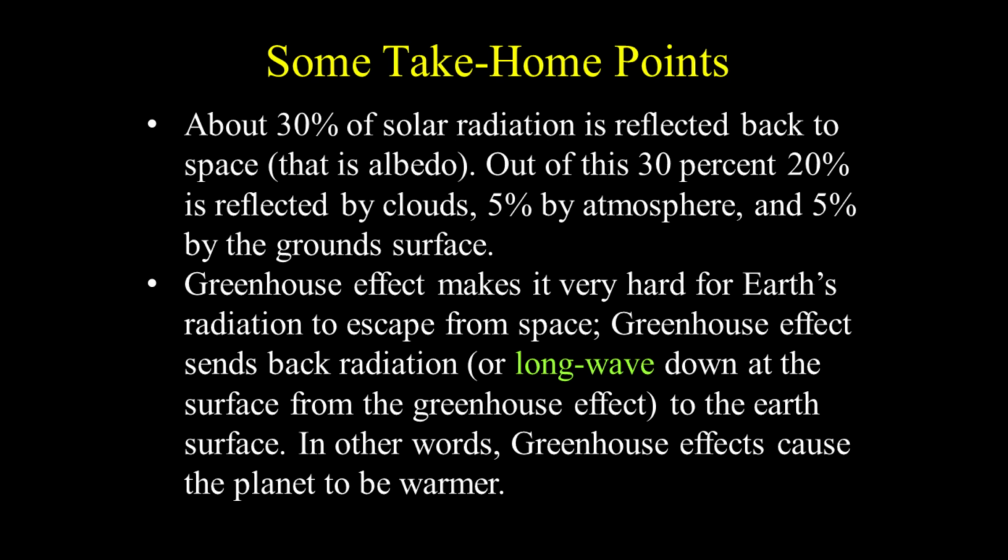Here are some take-home points. About 30% of solar radiation is reflected back to space. That is albedo. Out of this 30%, 20% is reflected by clouds, 5% by atmosphere, and 5% by the ground surface.